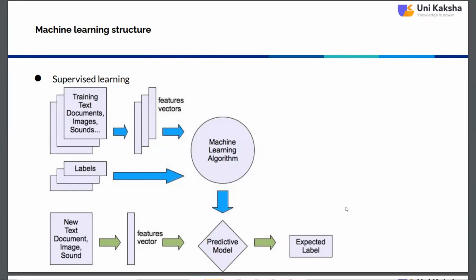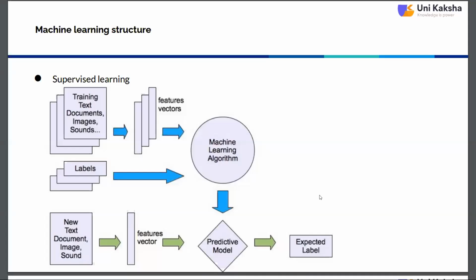Okay, random forest and decision tree are different algorithms we can use for clustering problems as well as classification problems. In supervised machine learning, training and test documents, images, sounds, and different features are provided to the machine, and we create the machine learning algorithm, building this model. Then the predictive model is determined, and we get the expected labels as well as the predictions from it.